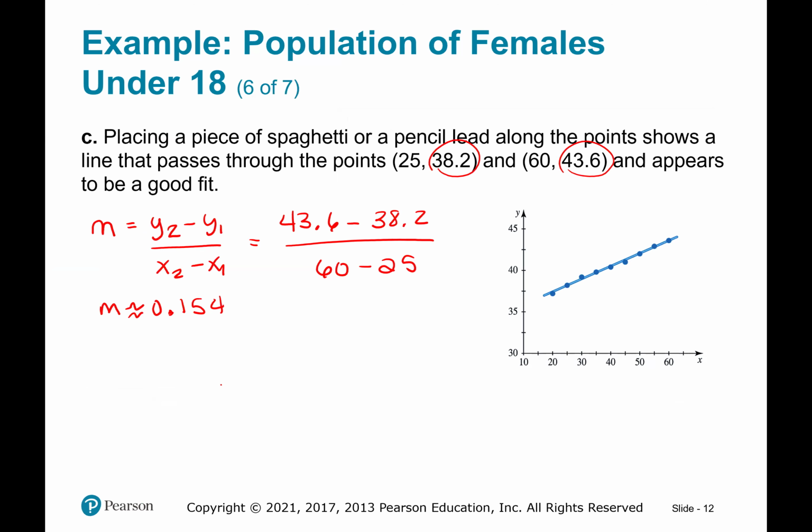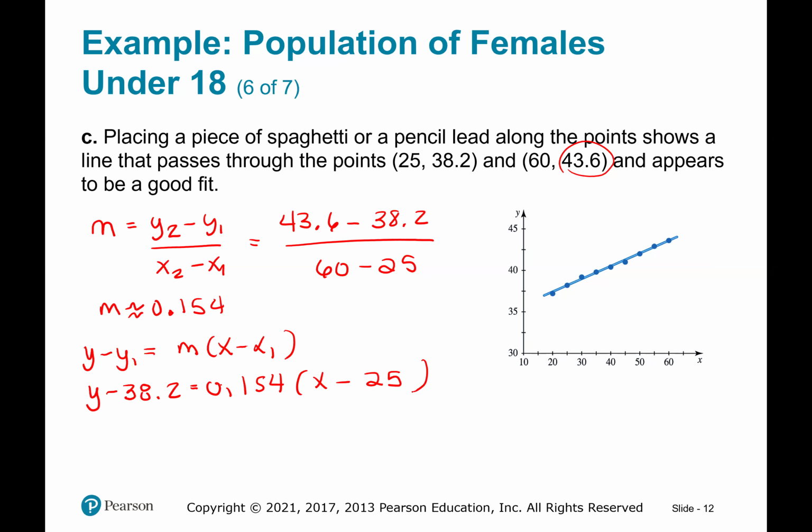Okay, and then we're going to use the point slope equation. y minus y1 is m times x minus x1. And I'm just going to use the first point in this point slope form. So I'm going to use the 25, 38.2. So y minus 38.2 is equal to 0.154 times x minus 25. Is that correct? Okay, and you're probably going to need your handy dandy calculator, and I am going to need my handy dandy calculator because I used the other number.